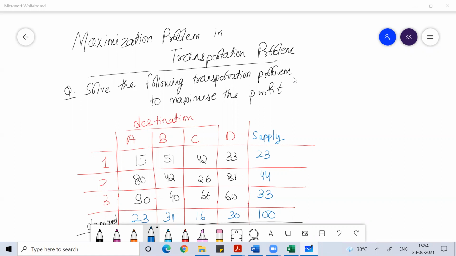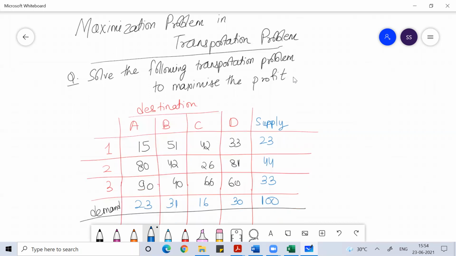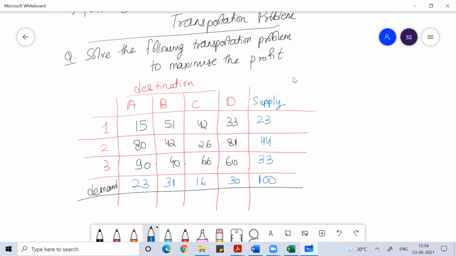In the transportation problem, two things we always need to keep in mind. One thing is that the matrix should be a balanced matrix, meaning the total sum of demand should be equal to the total sum of supply. Here you can see that this is a balanced matrix. Your total sum of demand is equal to the total sum of supply.